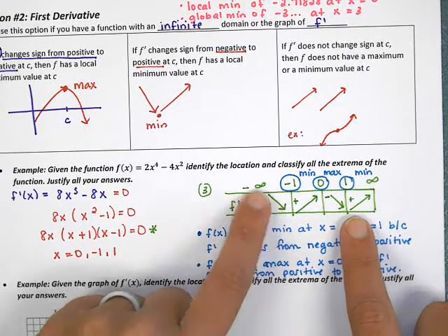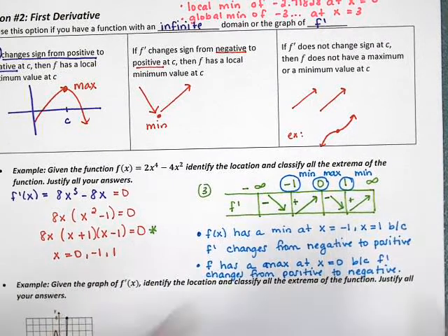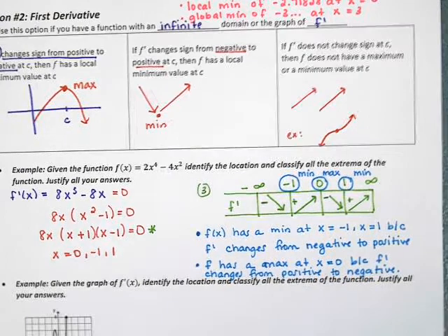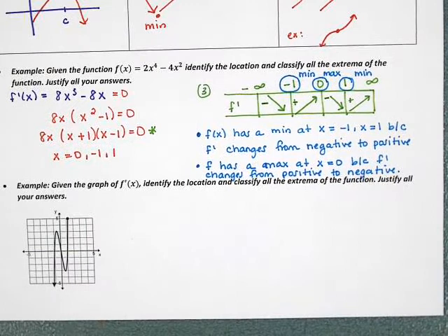Now the reason that neither of the endpoints here have a max or a min, even though it looks like this would be a max and this would be a max, is because it never stops. This graph continues, and you can only have a max or a min if it actually stops. Let's take a look at another example. Given the graph of f prime, identify the location of and classify all of the extrema.